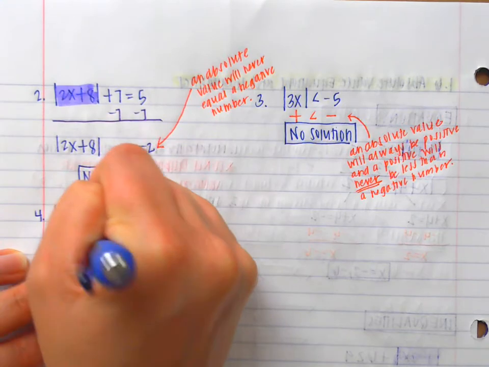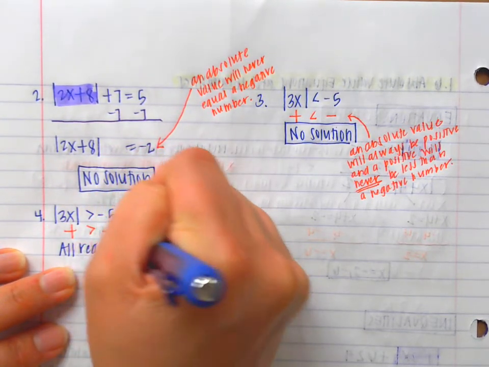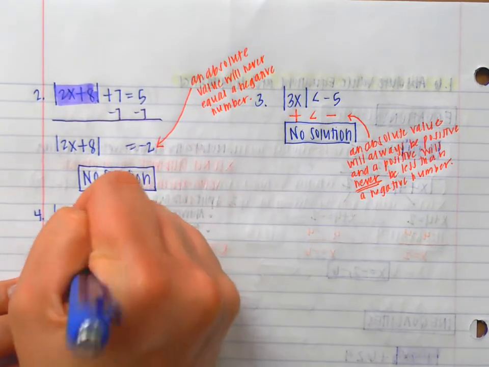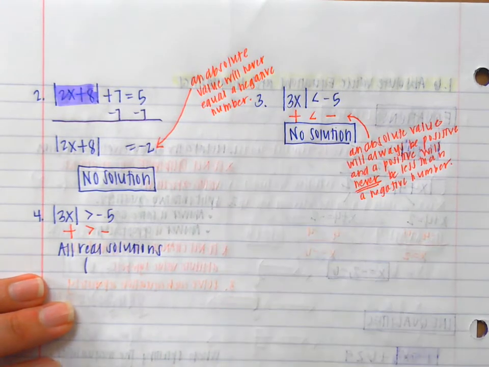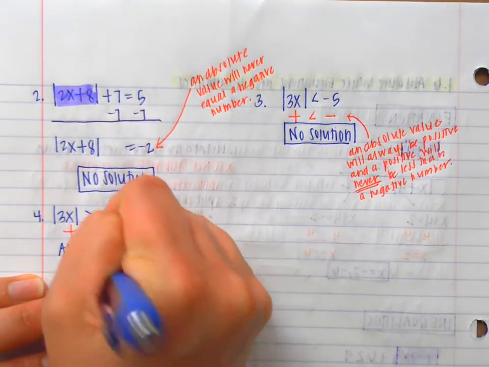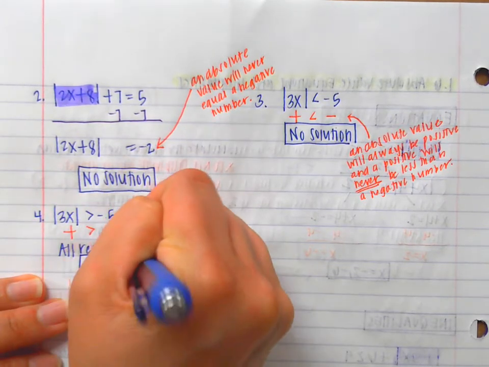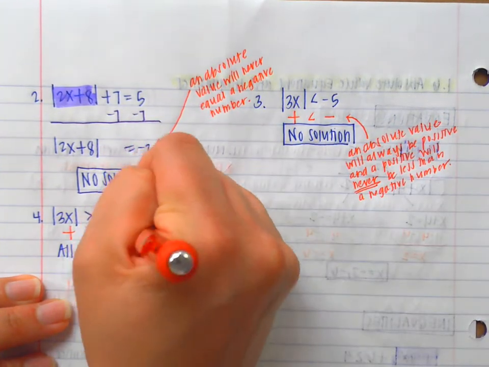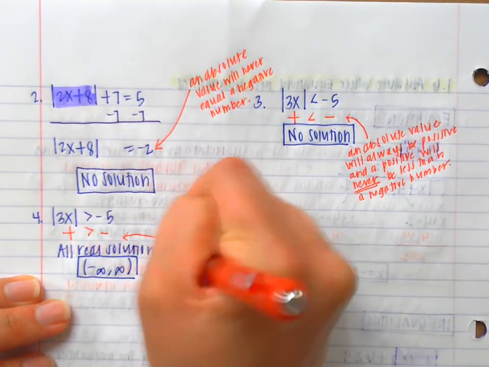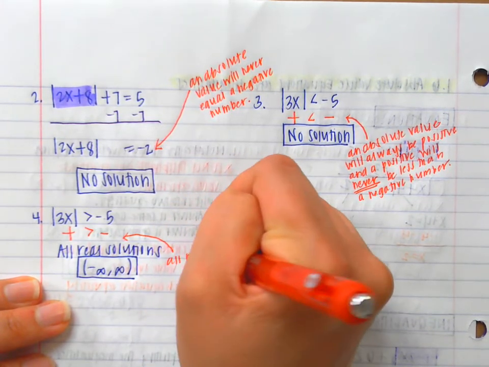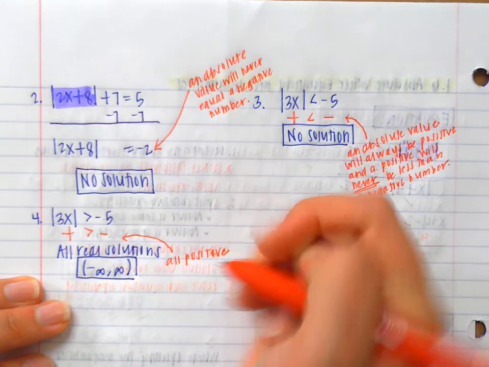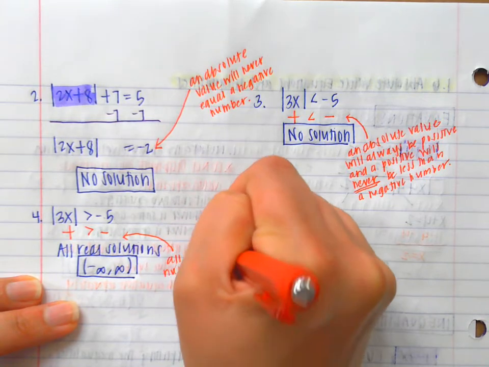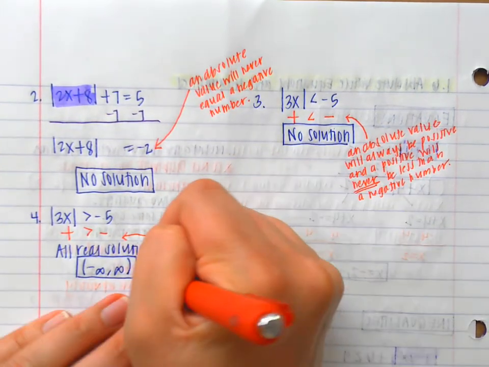Now, how do we write that in interval notation? No solution, you don't have to write in interval notation. All real solutions, you do. So it's what we were talking about before when I was saying all real numbers is just negative infinity to positive infinity. So this one, all positive numbers will be greater than a negative every single time, which is why it works for all real solutions. All positive numbers will be greater than a negative.